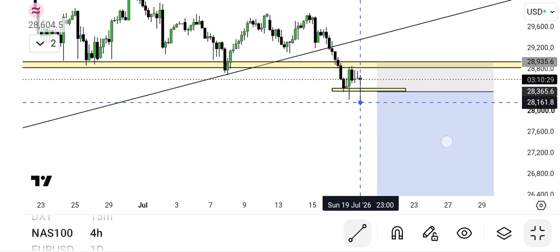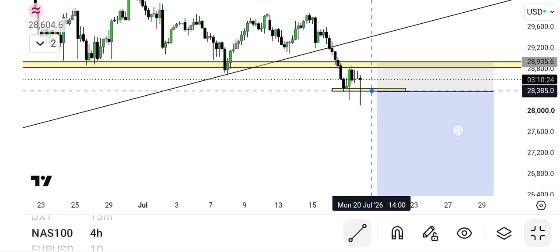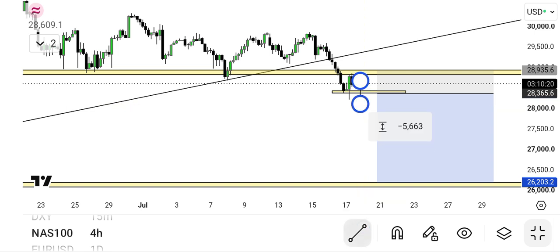I'll be executing my trade. I'd rather enter aggressively, or I put my pending order here. It's your choice. You can choose it. I'd rather enter aggressively or I put my pending order. So that is it for this pair.